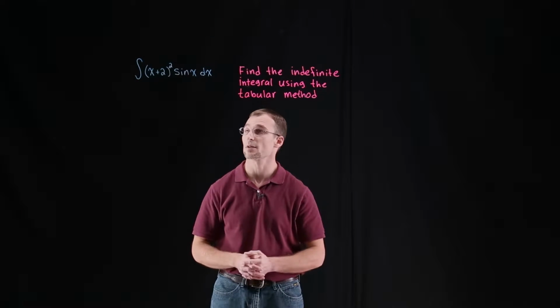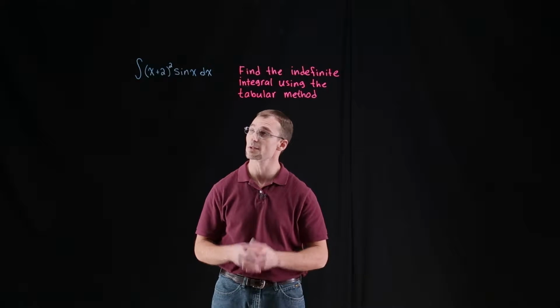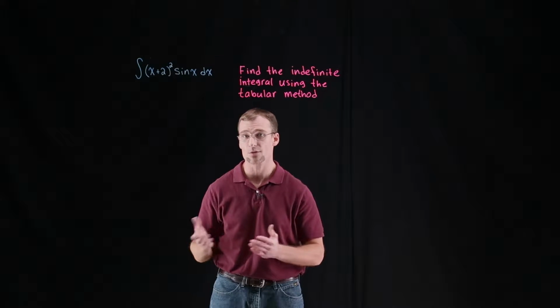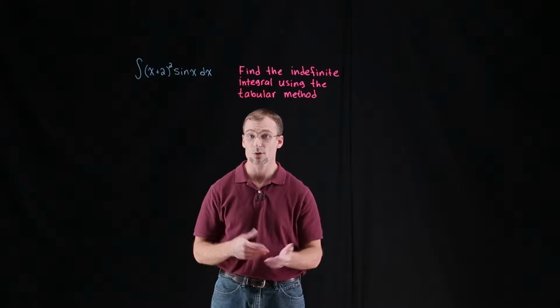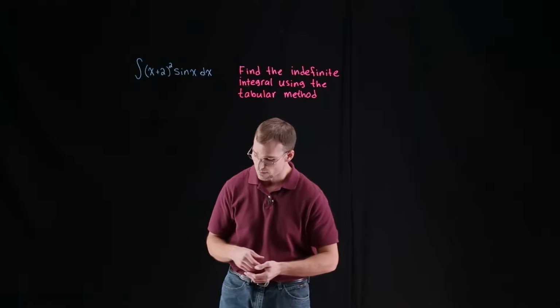Now before we get to the tabular method, let's take a look at our integral, and we're going to do the same things that we would start by doing if we're going to do integration by parts the long way. Namely, we're going to find first what our u and our dv is.